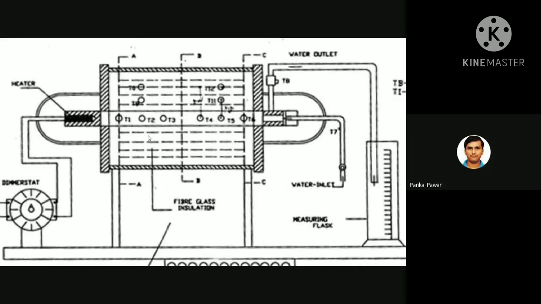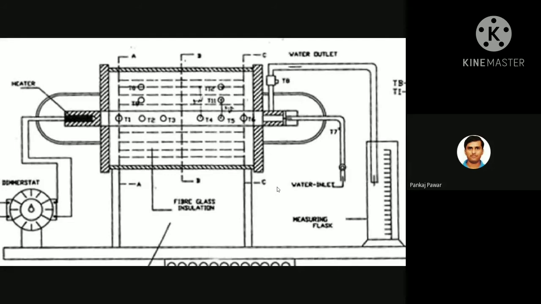Now this test section has three parts. You can observe here, on the left side, this is the first AA section. At the middle of this test section, we have the BB section. And at the end, on the right side, we have the CC section. So this is the AA section, this is the BB section, and this is the CC section. Do you observe these three sections clearly?